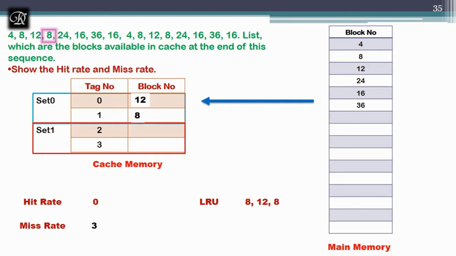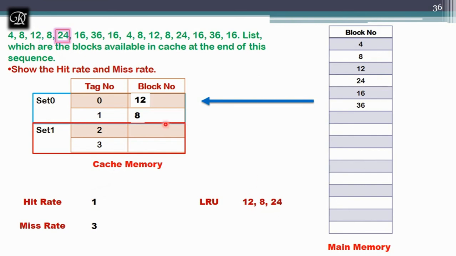Next 8. When I get 8, it is already available in the cache. So I need not perform a replace operation, I just increase the hit rate. And how do we know where it is available? The set tells us it is available in set 0, and now the hit rate is increased and LRU is updated.